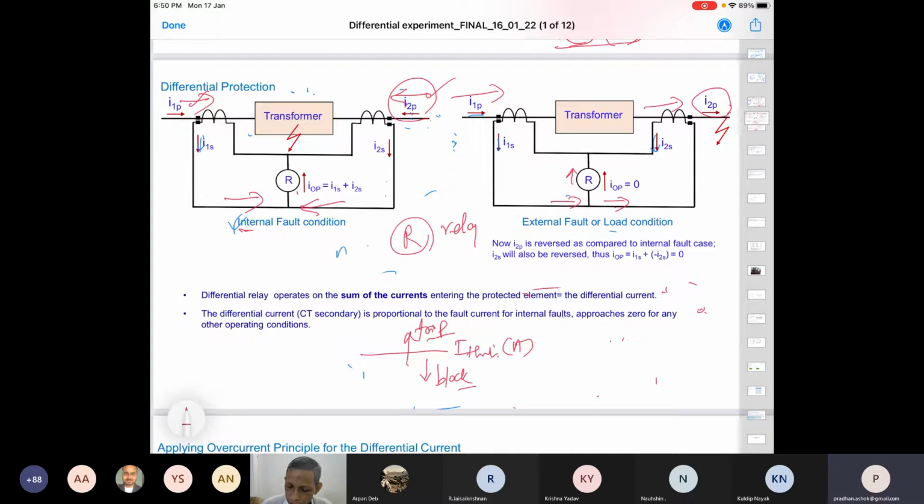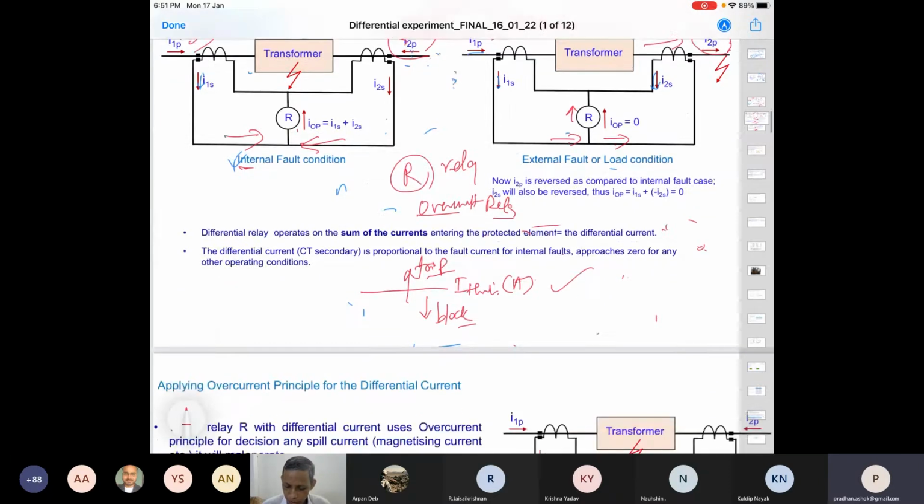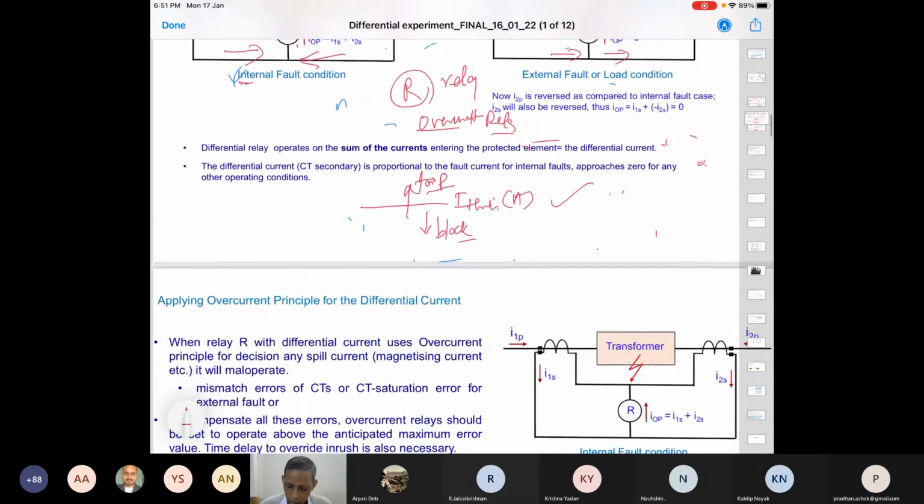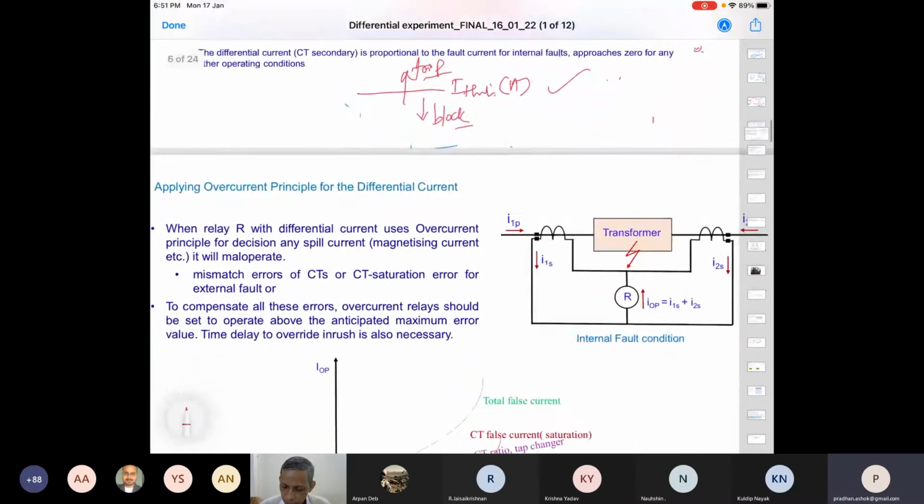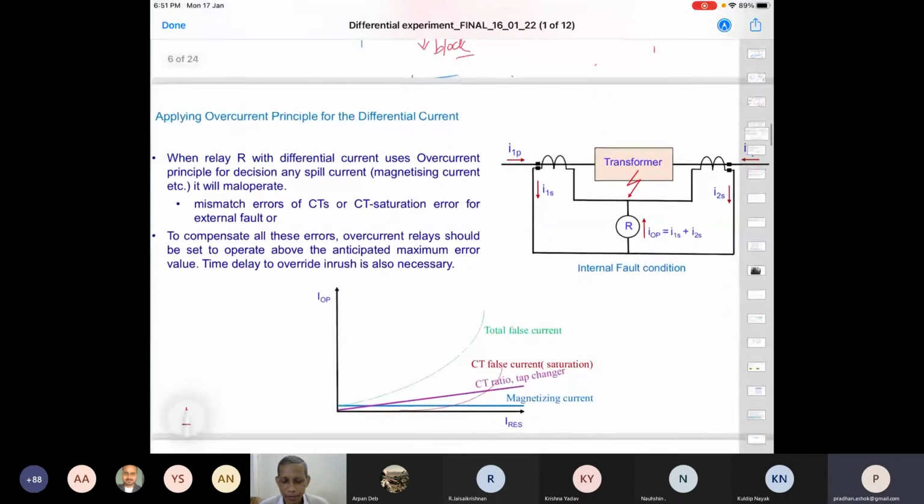So this relay can be considered nothing but an overcurrent relay. Overcurrent is one word, like overvoltage, undervoltage, single words. So this is a very good principle, which is also called differential. But this has certain issues.